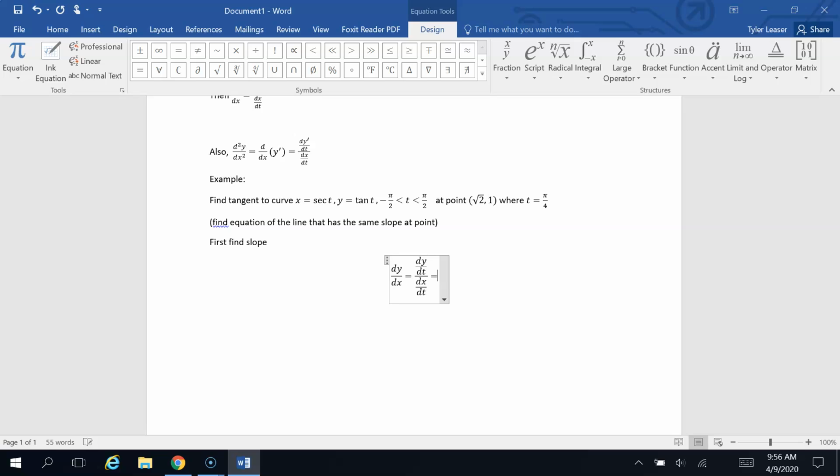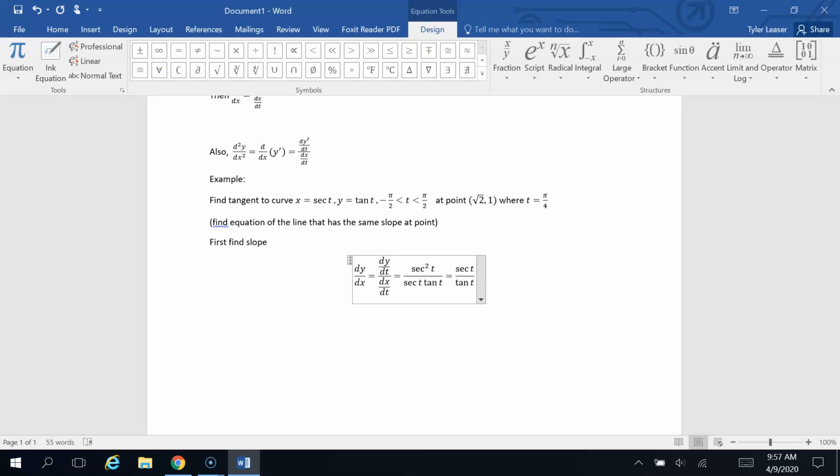So for us, that's going to be the derivative of y with respect to t, the derivative of tangent, which is secant squared. And then we're going to divide that by the derivative dx dt, which is the derivative of secant. The derivative of secant is secant times tangent. All right, and then this will simplify down a little bit, right? So one of the secants will cancel out on top and bottom. We'll get secant divided by tangent.